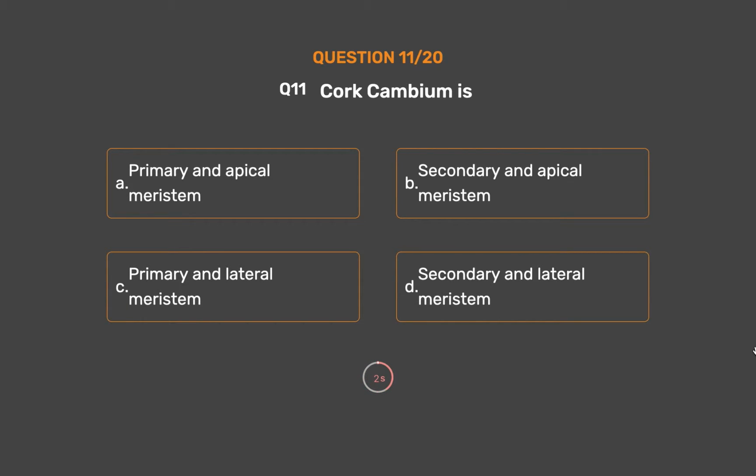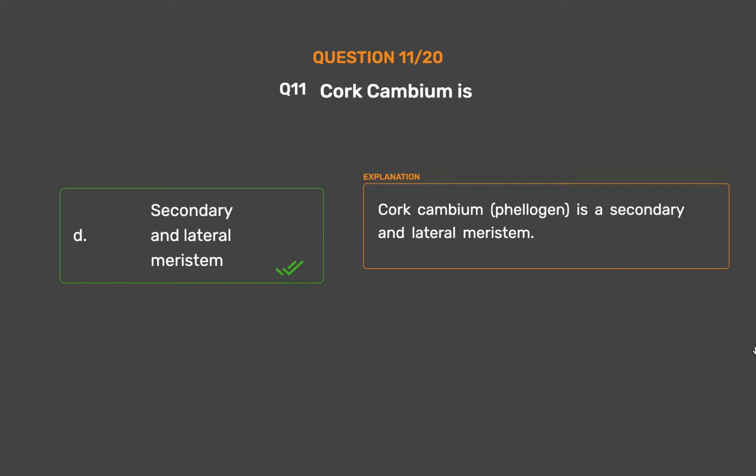The correct answer is Option D. Secondary and lateral meristem. Cork cambium, like phloem, is a secondary and lateral meristem.